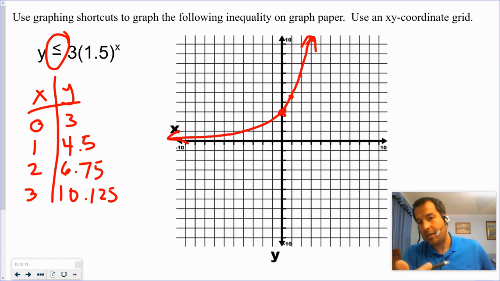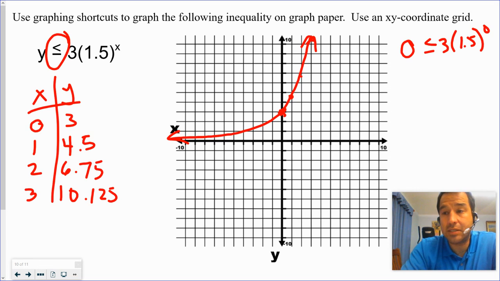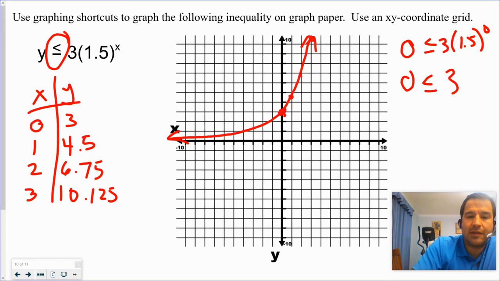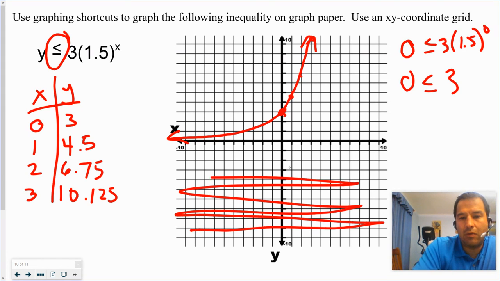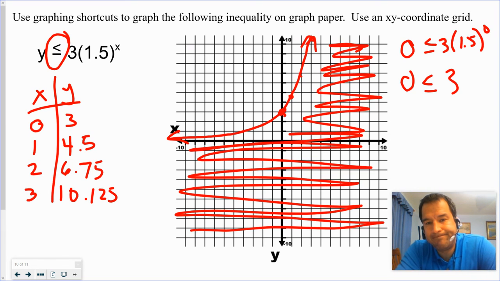All right. And then, as always, I plug in 0, 0 into my equation and see if it works. 0 is less than or equal to 3 times 1 5/10 to the power of 0. What's 1 5/10 to the power of 0? That's 1. So 0 is less than or equal to 3. Is that true? That is true. So therefore, everything below should get shaded in. Cool.